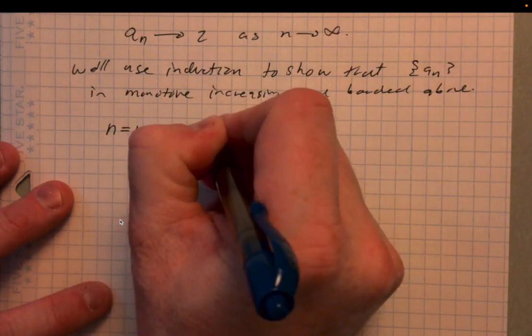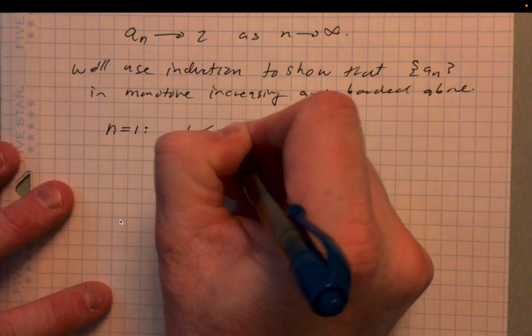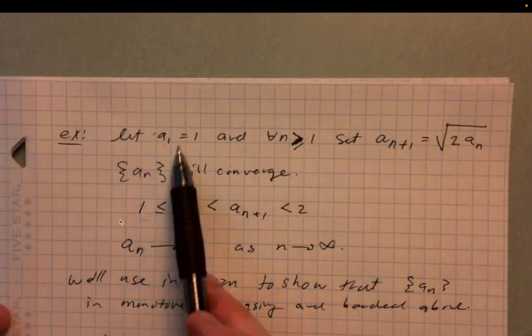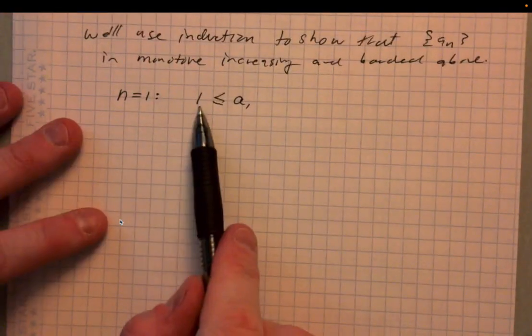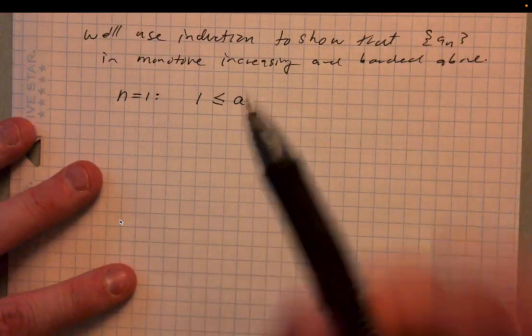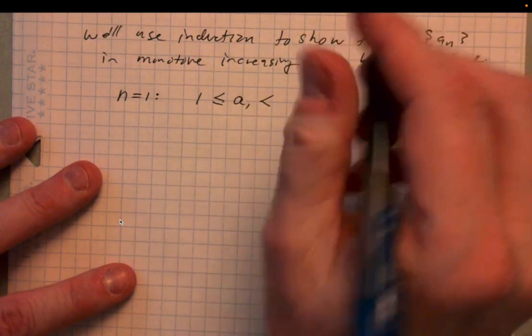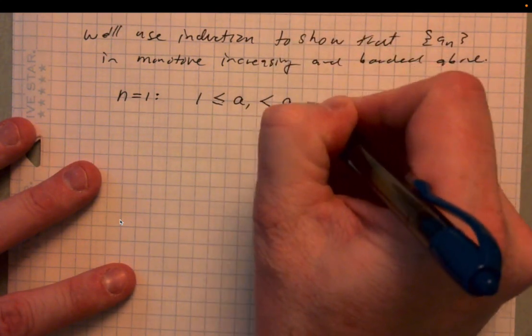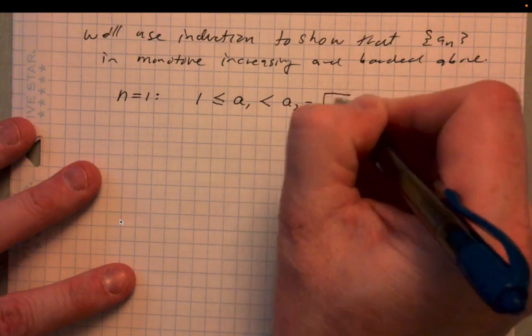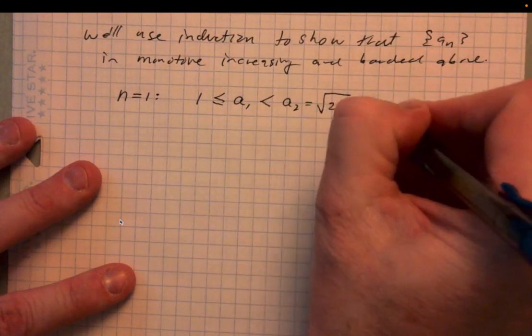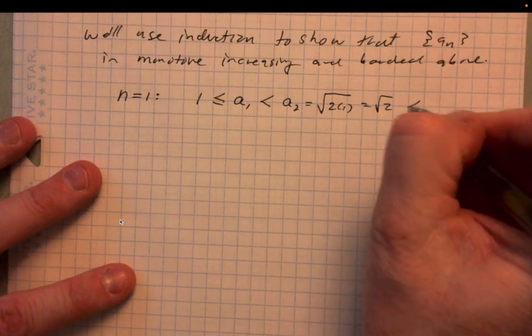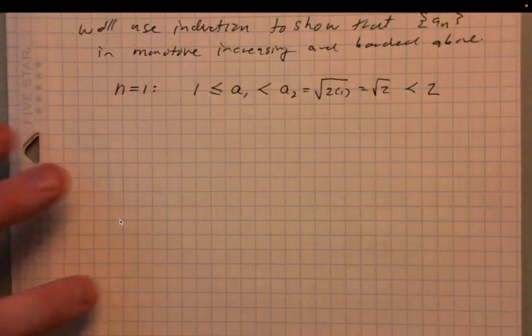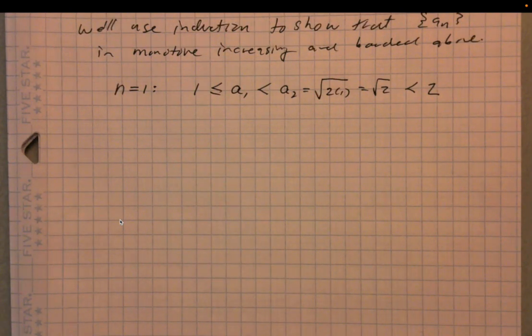Well, we've got 1 is less than or equal to a sub 1, which is defined to be 1 right here. A sub 1 is equal to 1. So when n is equal to 1, 1 is less than or equal to 1, which is definitely less than a2, which is equal to the square root of 2 times 1, which of course we know is just the square root of 2. And we know that that's less than 2. Okay, so that's what happens when n equals 1. And we could do n equals 2, and we could do n equals 3, and we would see that this continues to be true.